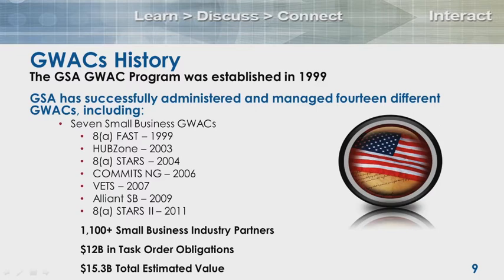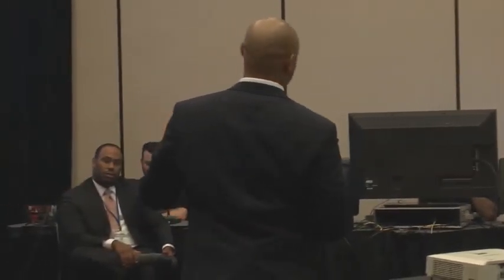We've awarded and we've administered several small business GWACs, over $12 billion in obligations. So we take great pride in knowing that over $12 billion have gone through the hands of small business industry partners. That's important to us. $15.3 billion is our total estimated value. So that's the value if all these task orders come to fruition, they will be valued at around $16 billion.